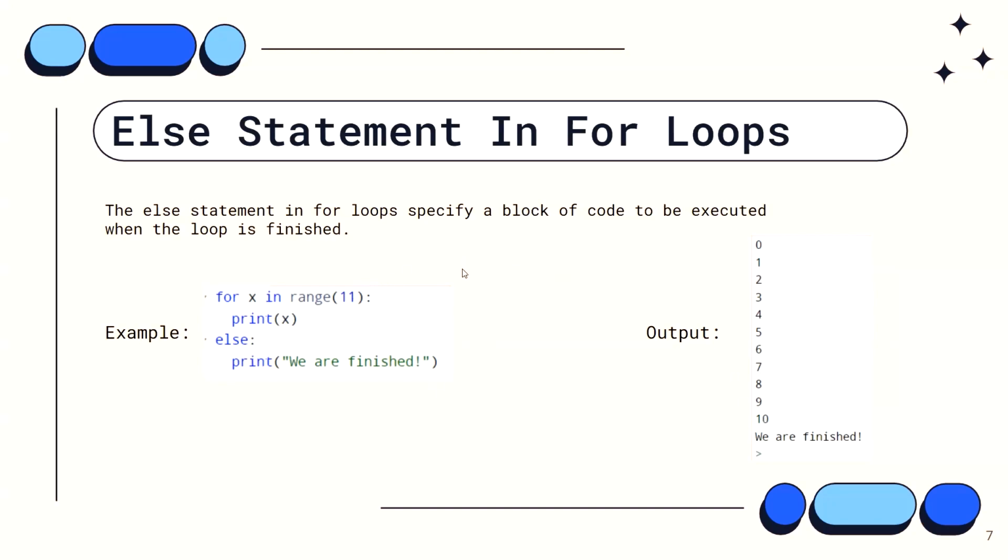It's kind of like the while loop example we saw. So I put 11 right here, and because of that, it ends at 10, and then print x, so it prints all these numbers. And then in the else statement, it says else print we are finished. So once the loop ends, it'll print we are finished. So that is the else statement in for loops.